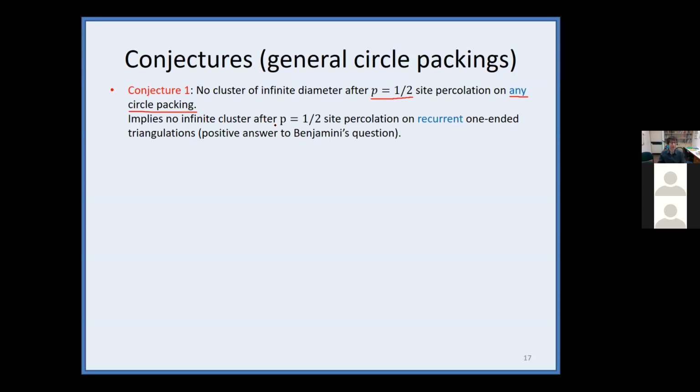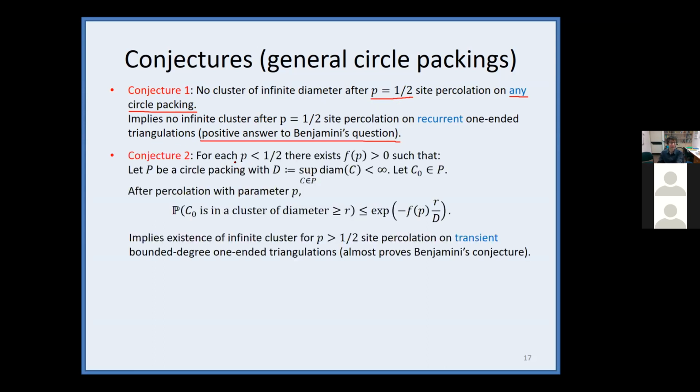If that is proven, this is a very interesting question, then it will imply a positive answer to Benjamini's question on recurrent one-ended triangulation. Similarly, for each p which is slightly smaller than 1/2, I conjecture that if you have a circle packing with bounded diameters, then the chance that a given disk is in a cluster of diameter at least R decays exponentially fast in R over D.